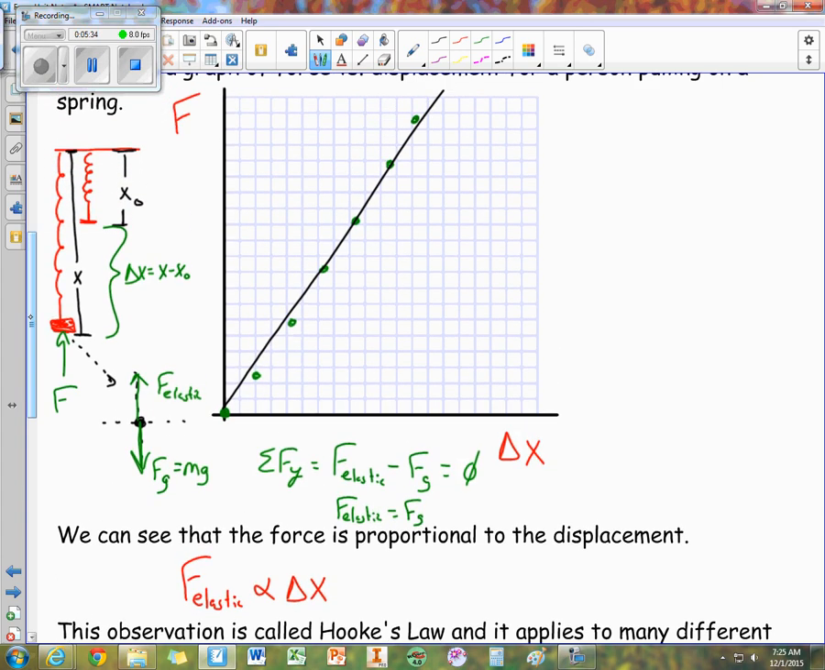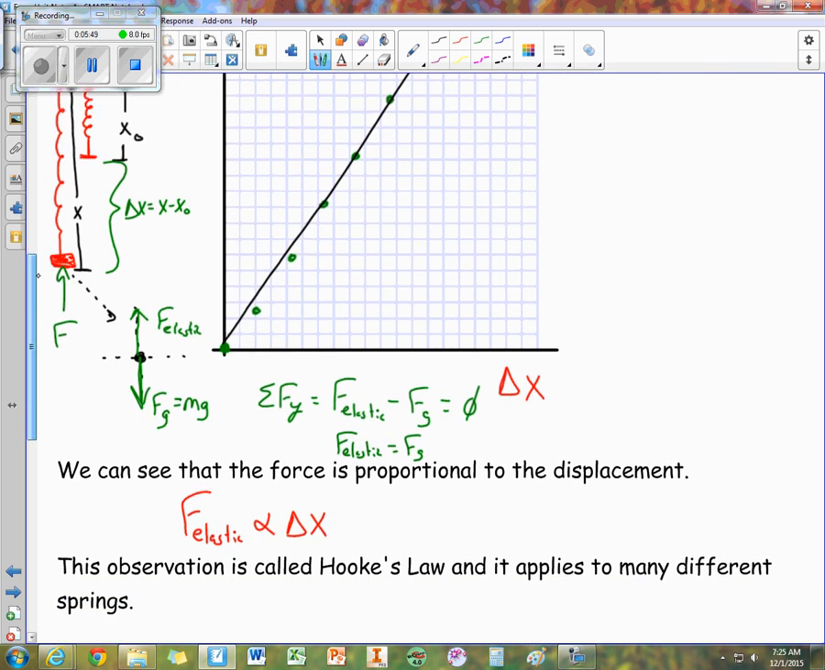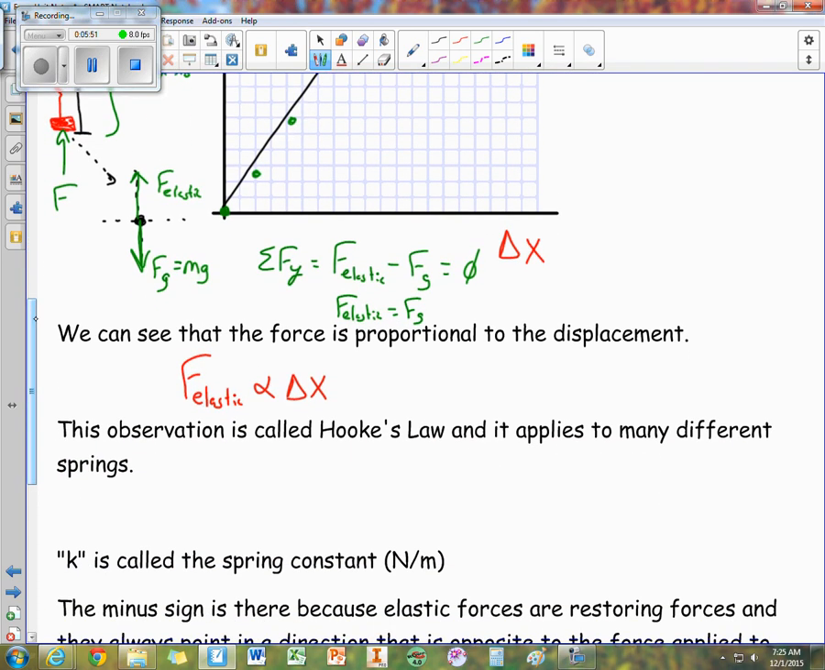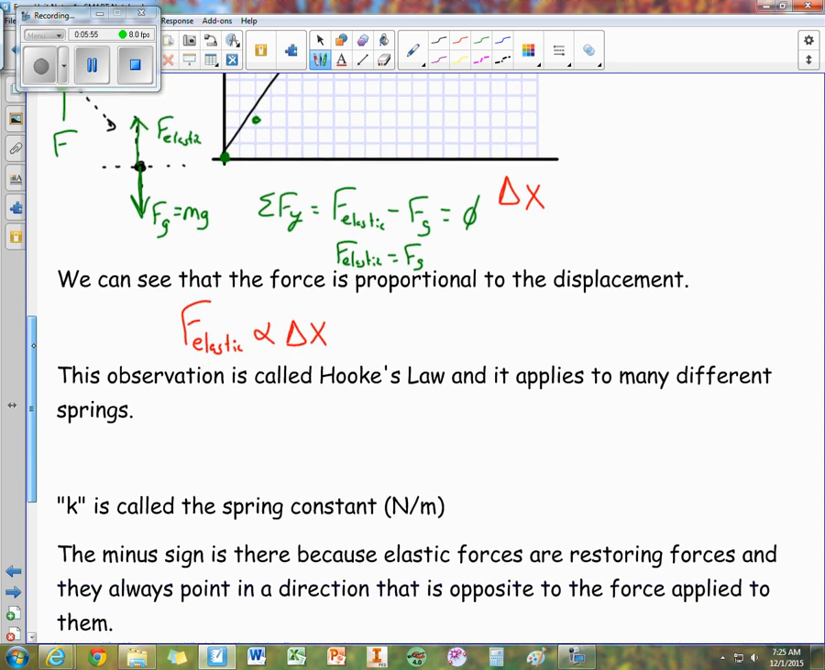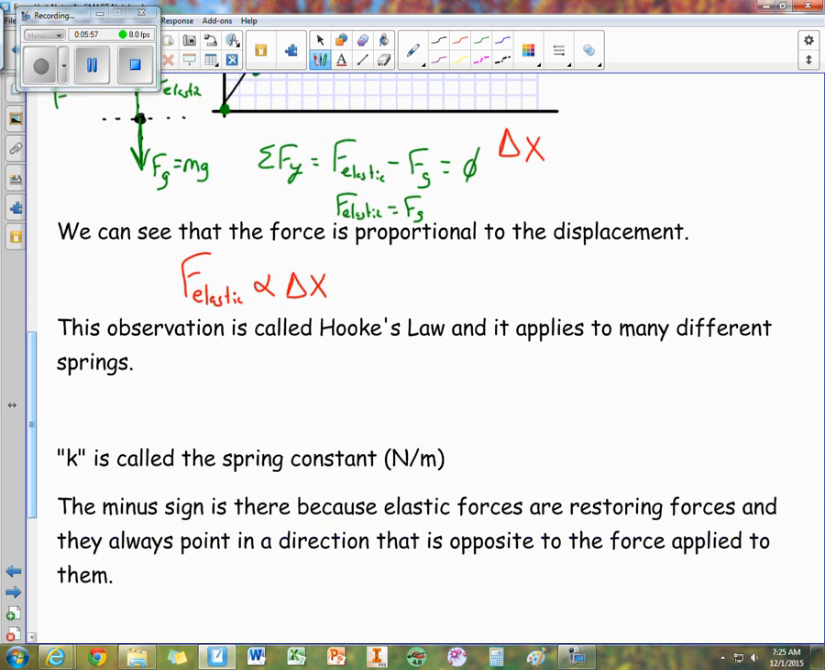So when I plot my force here, even though I'm using gravitational forces, it's the same thing as the elastic force. As long as it's not bobbing up and down, it's in equilibrium. So the elastic force needs to be proportional to the displacement. And this is what we call Hooke's law.